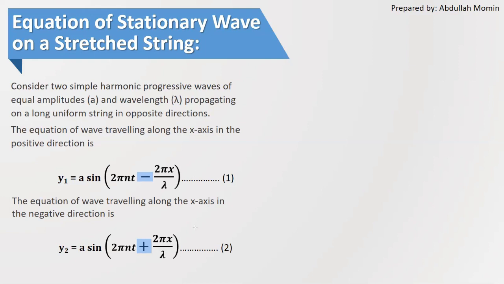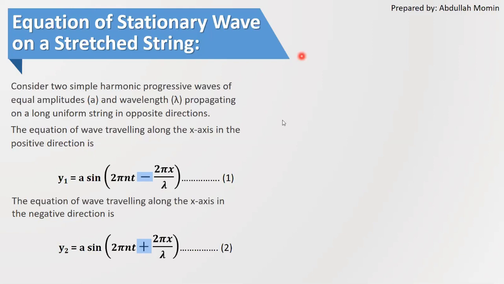So what is the difference between the first equation and the second equation? Both are the same, both waves have the same amplitude A, both waves have the same wavelength lambda, but they are traveling in opposite directions. So when the wave is traveling in the positive x direction, we put a negative sign, and if the wave is traveling in the negative x direction, we put a positive sign.